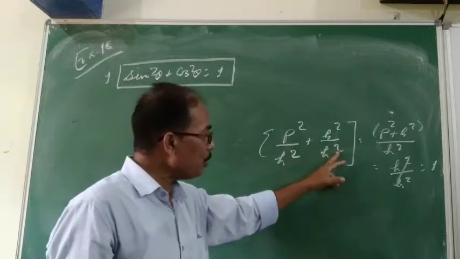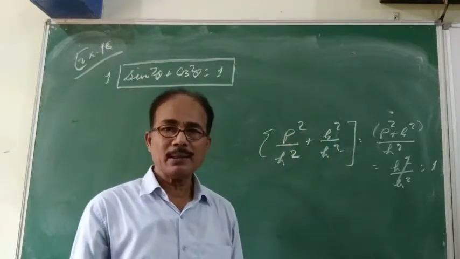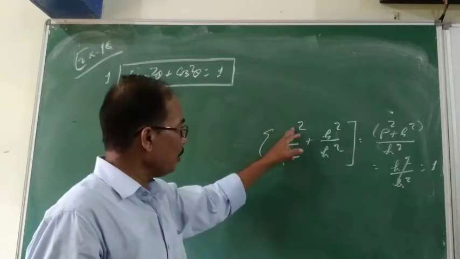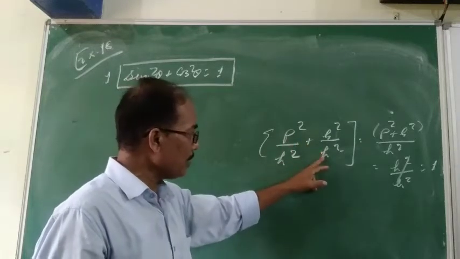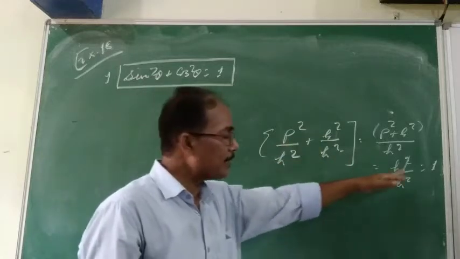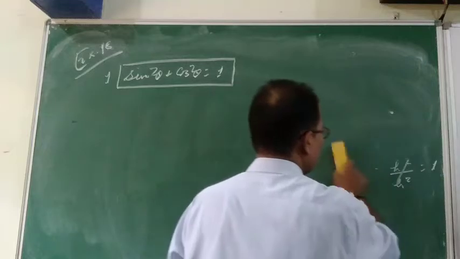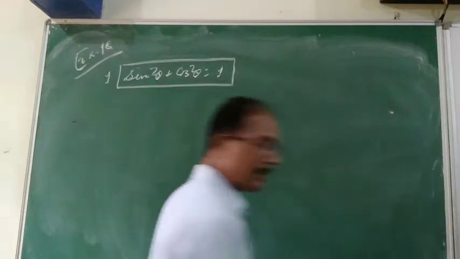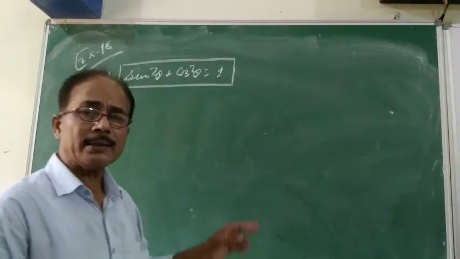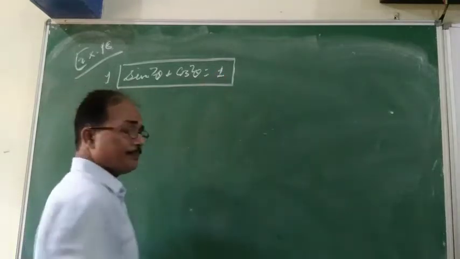I have explained how sine square theta plus cos square theta equals 1. Look here: sine square equals p square by h square, plus b square by h square, and after simplification this is equal to 1. So directly, in place of sine square theta plus cos square theta, if it is required in the question, then we will use 1.